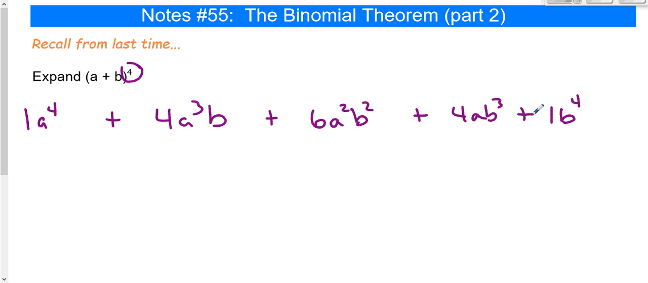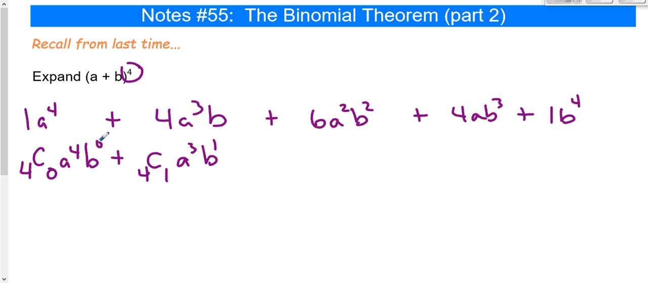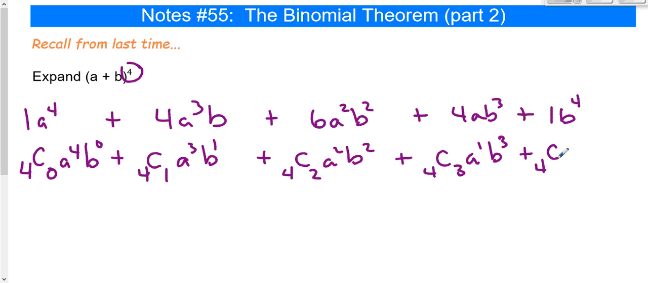And so the 1 in the first position is 4 choose 0. So we have 4 choose 0 times a to the fourth. And the 4 in the next position is 4 choose 1. 4 choose 1, a cubed, b to the first. I'm going to write b to the 0 on the first term. And then the next one is 4 choose 2, a squared, b squared. And the next one is 4 choose 3, a to the first, b to the third. And then the next one is 4 choose 4, a to the 0, b to the fourth.